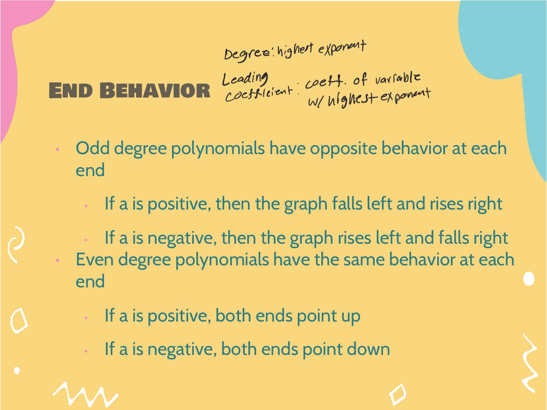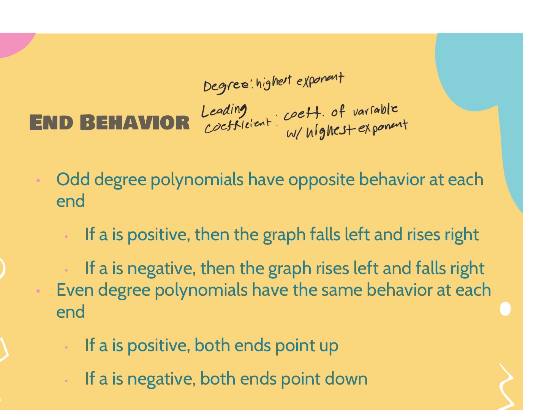So for example, if I give you something like negative 5x to the third plus 2x, something like this would have a degree of 3. The degree is the highest exponent. Here between these two variables, the highest exponent is a 3. And the leading coefficient is going to be this negative 5, because that's the number that's in front of our variable with the highest exponent. And now this is going to help us determine the end behavior.